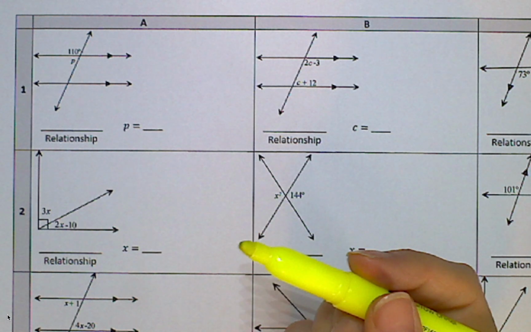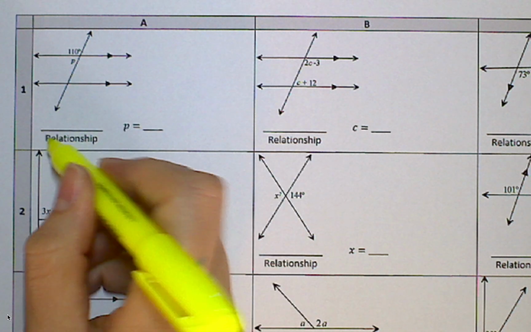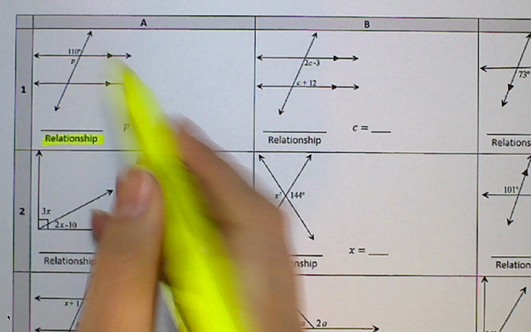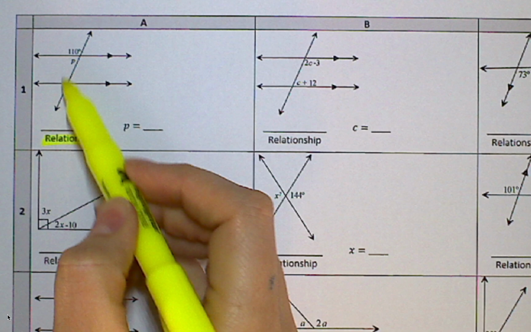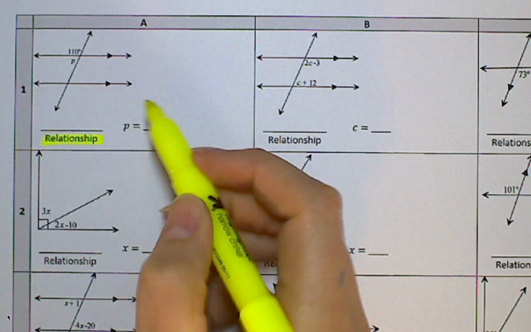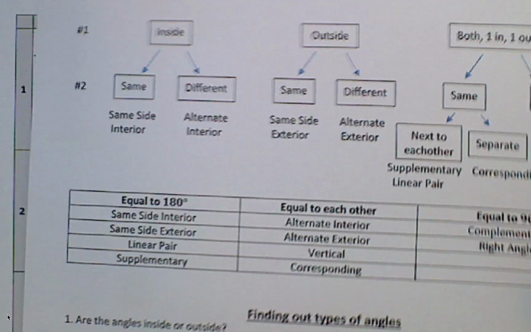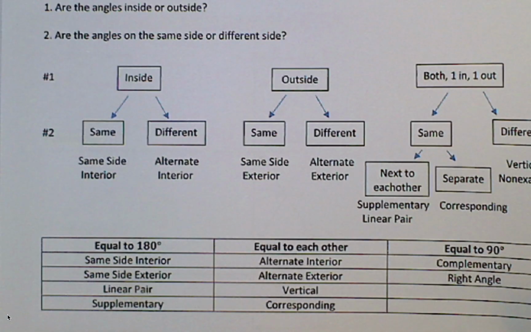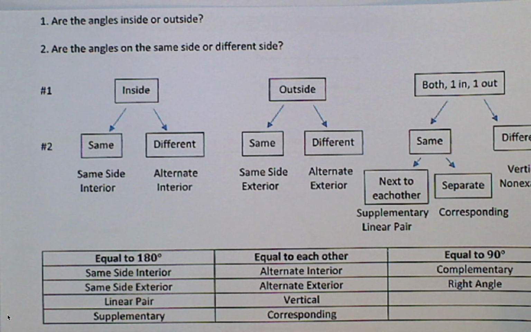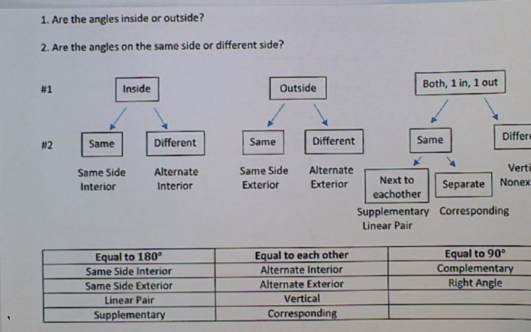So I'm just going to explain what you're going to be doing. For each problem, you're going to be identifying the relationship. So what is the relationship between these two values? And then you're going to actually solve for the value itself. There are several different things that you're going to be using for this. The first thing you're going to be using is this sheet of paper for all problems that have parallel lines, okay? So you're going to be using this paper for all problems that have parallel lines.